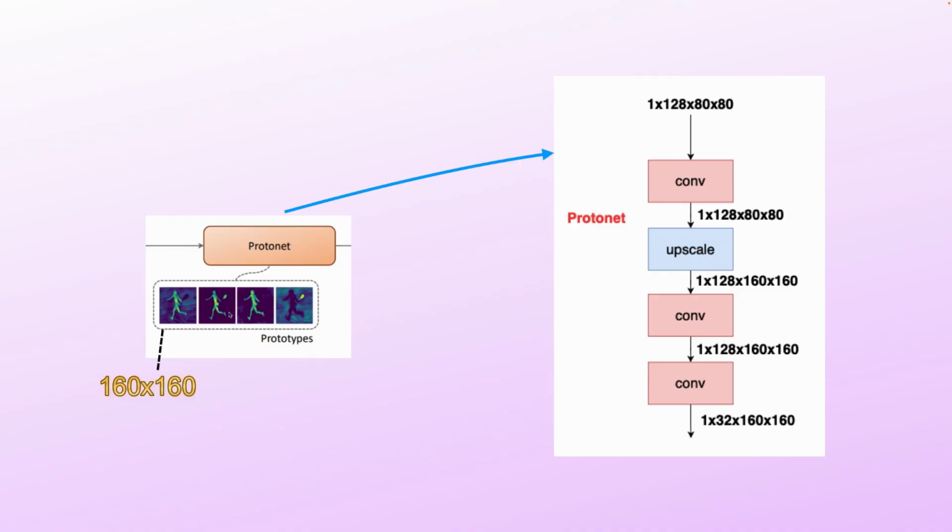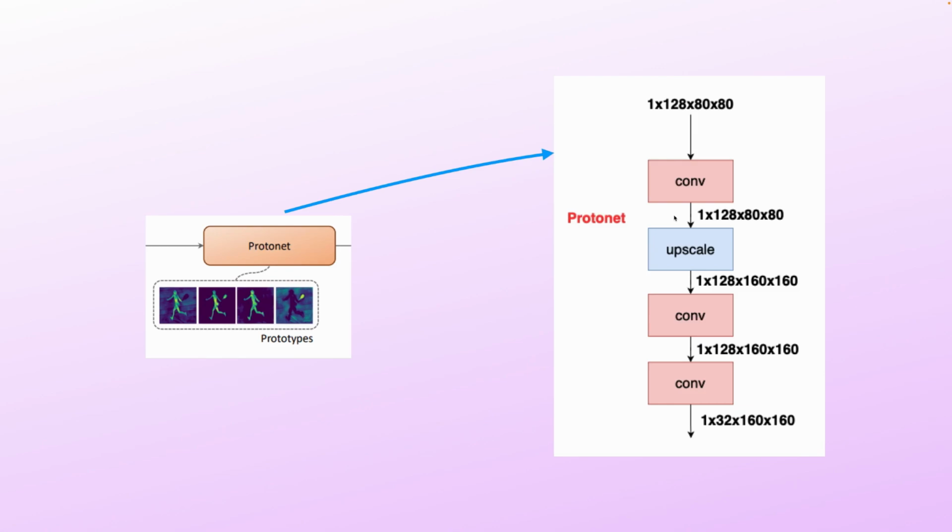After performing multiple experiments, they identified that 160 by 160 is best. How is it decided? It is simple. It is just 1/4 of your original image resolution. The original image resolution is 640 by 640. If you divide by 4, you get 160 by 160. So whatever your input resolution is, the mask prototypes will be 1/4 the size of the original input. This is the Protonet architecture. It's a very simple architecture, only 3 convolutions.